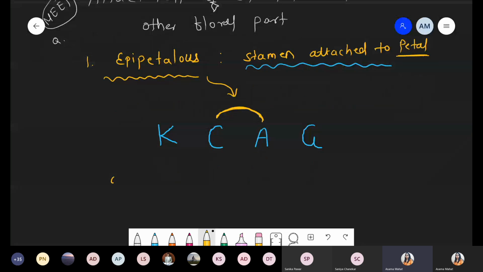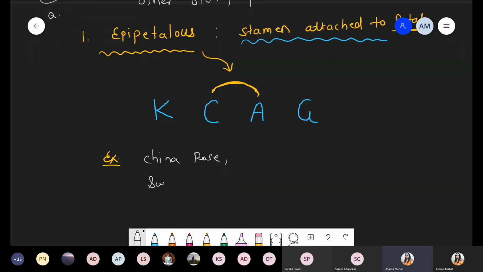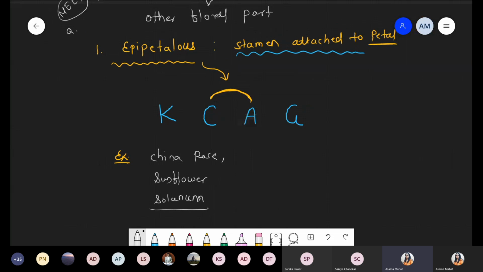Now, write down the examples. Such type of epipetalous condition is very common in China rose. Again, it is common in sunflower, as well as it is present in Solanum, that is the potato family. So China rose, sunflower, and Solanum are where the epipetalous condition is present.